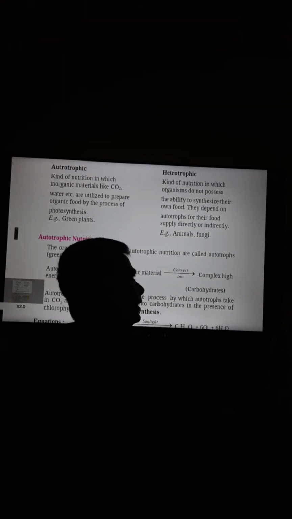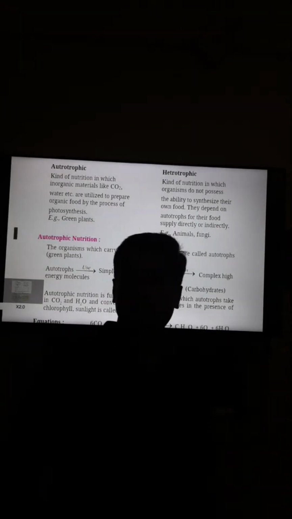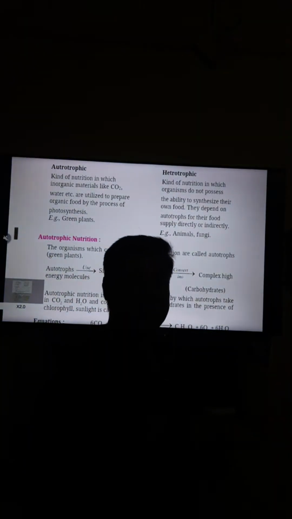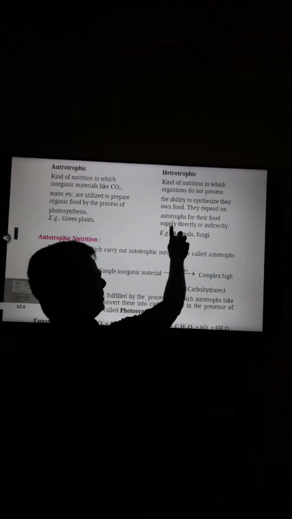Heterotroph is the kind of nutrition in which organisms do not prepare their own food. They do not possess the ability to synthesize their own food. Synthesize means preparation. They cannot prepare their own food, so how will they survive? They depend on autotrophs for their food, directly or indirectly. Examples: animals and fungi. Directly, we are eating plants, so we are directly dependent on plants. Indirectly, some carnivorous animals eat herbivores, and herbivores are dependent on plants. So carnivores are indirectly dependent on plants. Hence heterotrophic organisms depend directly or indirectly on autotrophs.